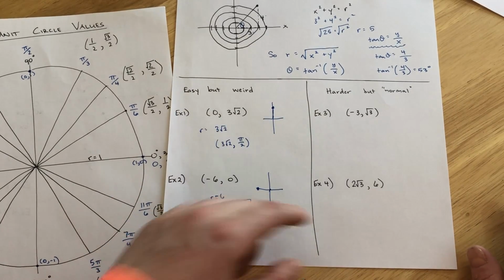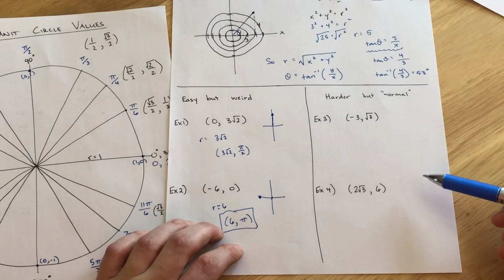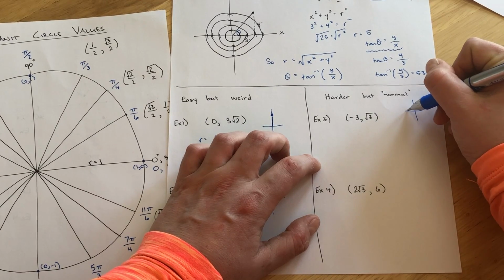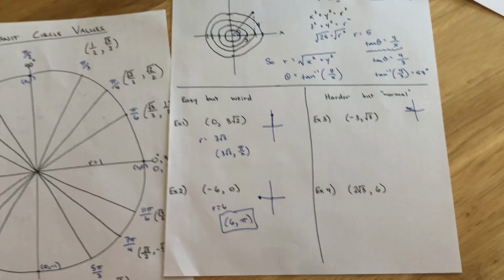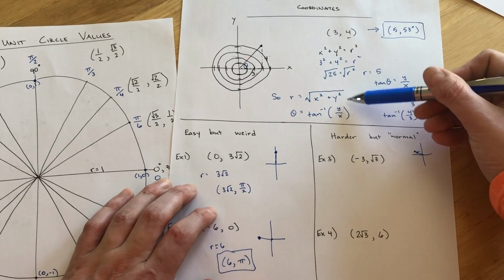So let's take a look at examples 3 and 4. The harder ones, but what I consider more normal. They're not going to be on an axis. So here we have x and y, -3, square root of 3. So if I were to plot this, -3, up square root of 3, we're up here somewhere in quadrant 2. So we will have to use these formulas.